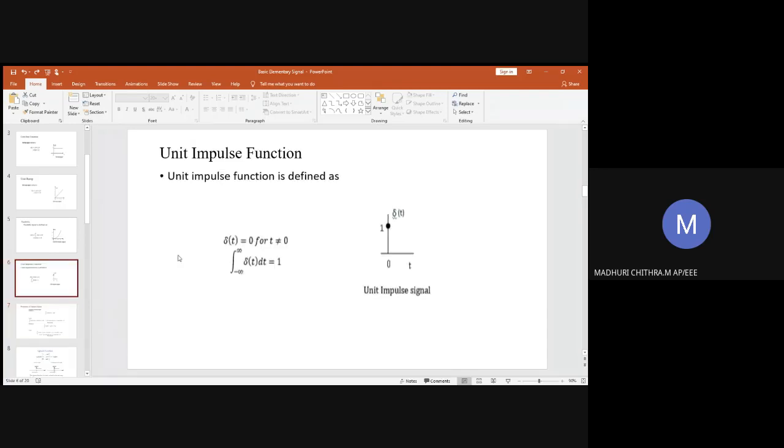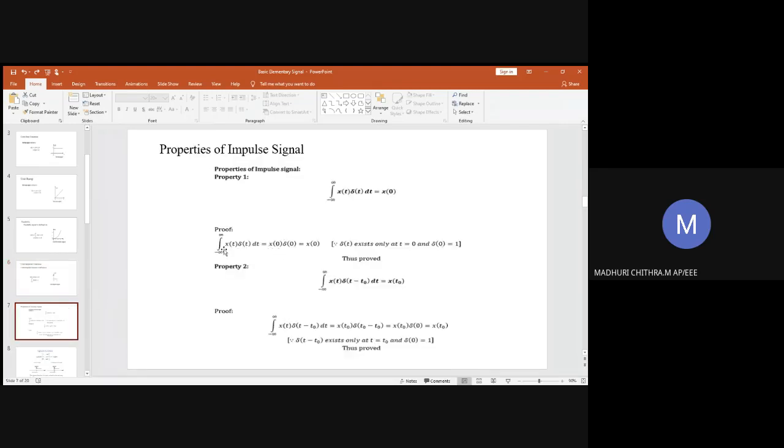Here del of t equals 0 for t not equal to 0. If t is not equal to 0, it will not exist. If it is equal to 0, the value is 1. In that way, they are deriving that integration from minus infinity to infinity of x of t del of t into dt equal to x of 0 into del of 0, equal to x of 0. Okay, so that's proved.